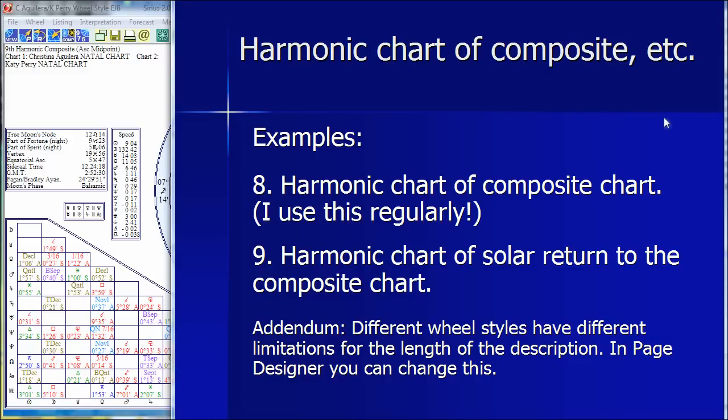Just select it. You just create the composite, do the solar return, and then we'll do a harmonic chart of that solar return, just to show that it's possible. So we're going to do the 9th harmonic of the solar return to the composite chart. It sounds very complicated, but it's simple.